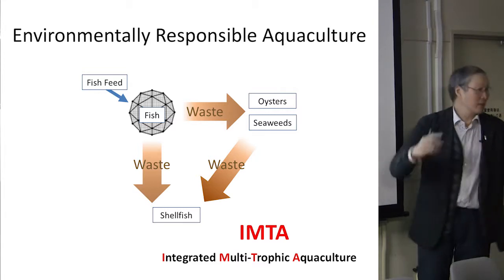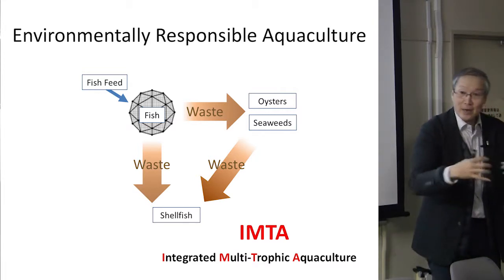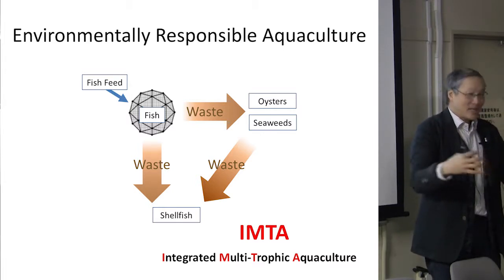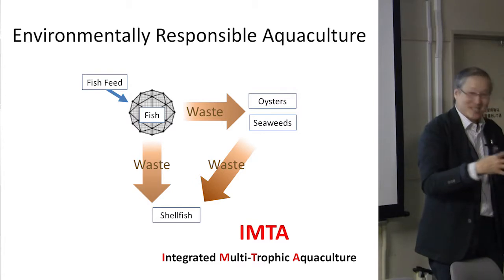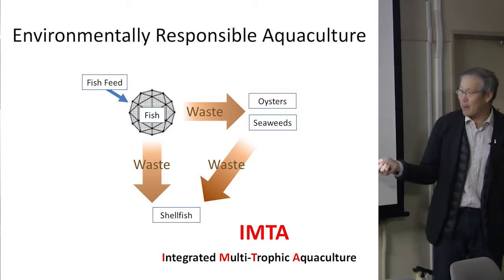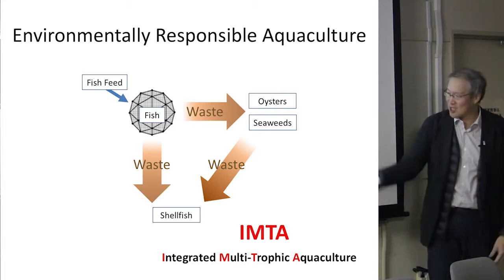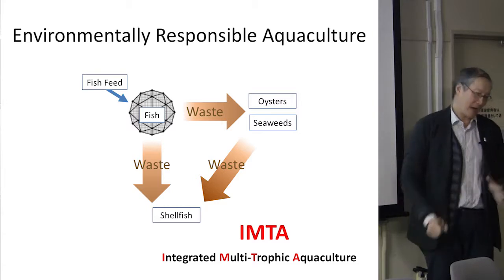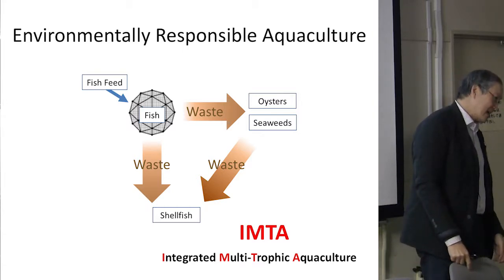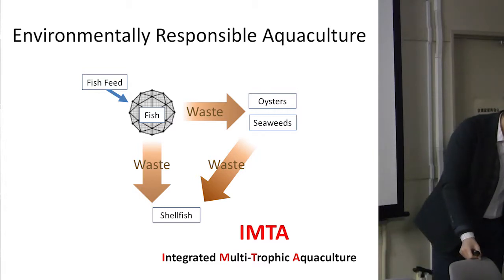So, integrated. We know the word integrated, right? Mix, combine. Okay? Integrated arts and sciences. So integrated multi-trophic aquaculture. Multi-trophic, many layers of aquaculture. IMTA is one of the most promising things that has come around so far.